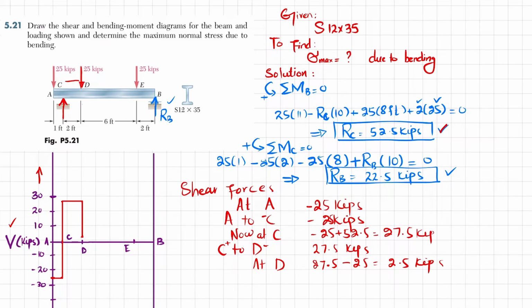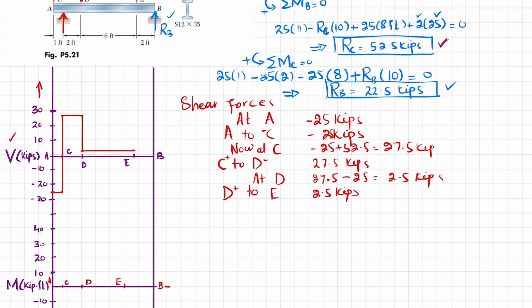And away from D to E, the load will be the same. So from D plus to E negative, this load will be 2.5 kips. So I will plot that. This will be horizontal.